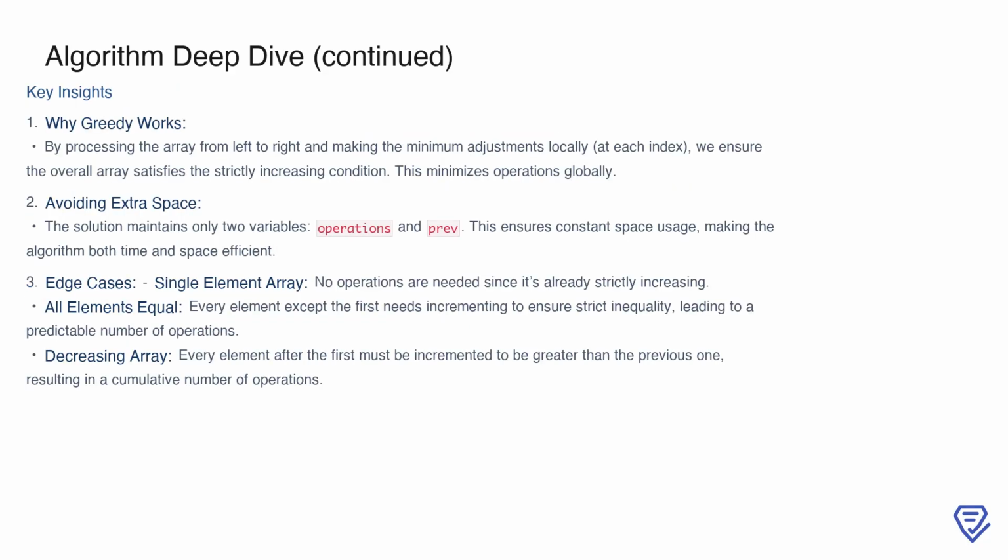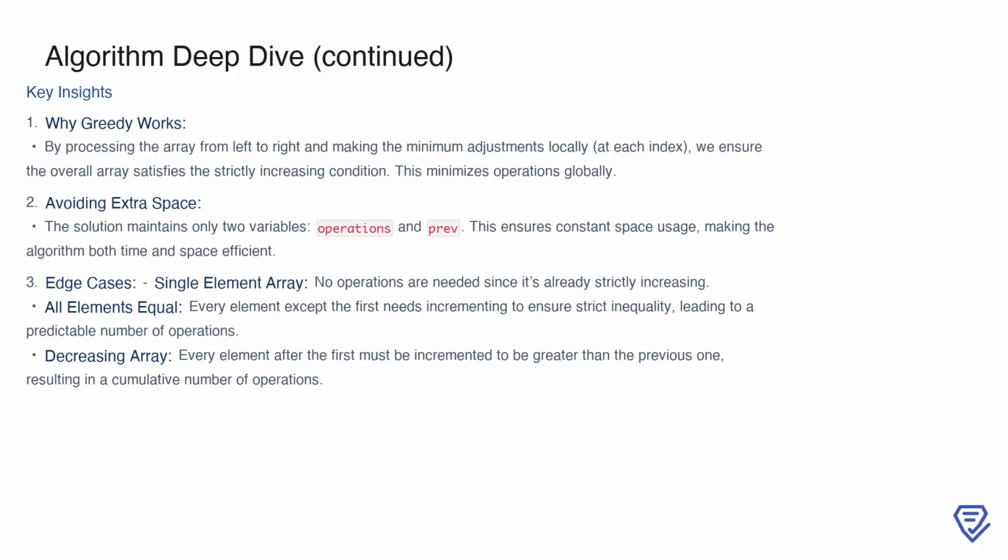The greedy approach works efficiently because we process the array incrementally, making the necessary adjustments locally at each step. By ensuring that each element satisfies the strictly increasing condition relative to the previous one, we guarantee that the array as a whole will meet the requirement, minimizing the number of operations globally.